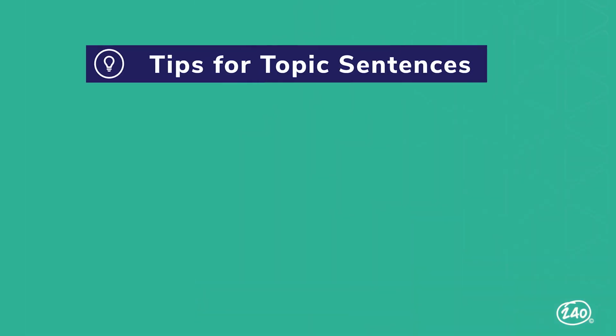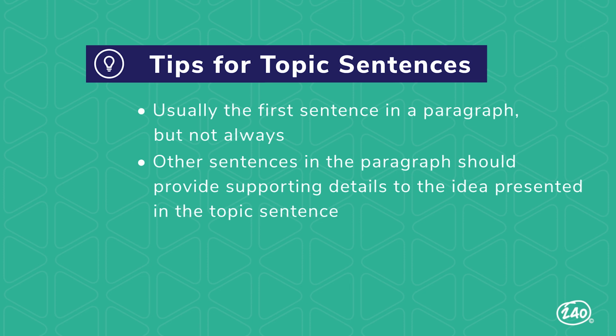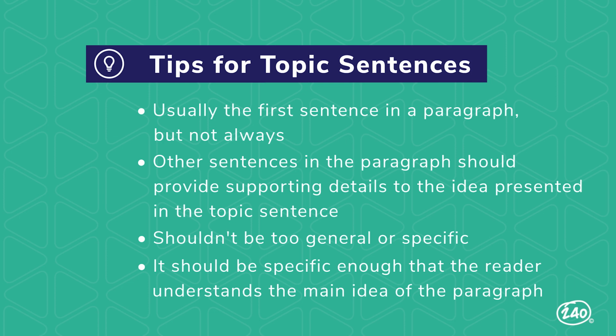of the paragraph. Topic sentences are usually the first sentence in a paragraph, but not always. The other sentences in the paragraph should provide supporting details to the idea presented in the topic sentence. The topic sentence shouldn't be too general or specific. However, it should be specific enough that the reader understands the main idea of the paragraph.